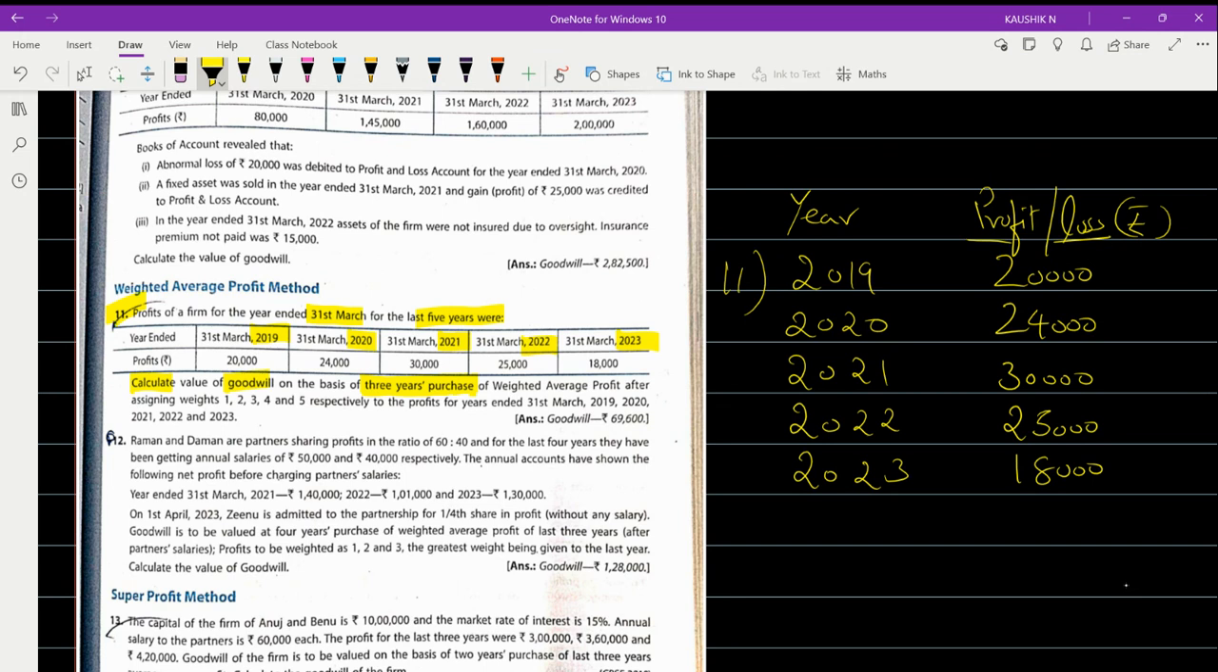So it was given like, calculate the value of goodwill on the basis of 3 years purchases of what profit? Weighted average profit. So this is now coming under the weighted average method. Applying this weighted average profit, you have to calculate the goodwill for 3 years purchases, after you assign the weights 1, 2, 3, 4, and 5 respectively to the profits of the years ended 31st of March, 2019, 20, 21, 22, 23.